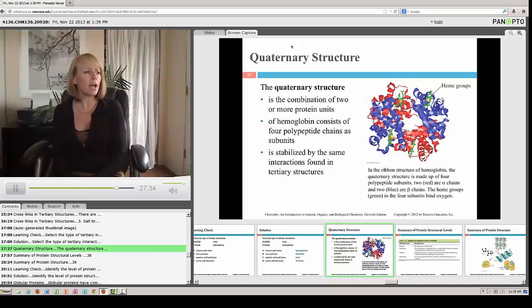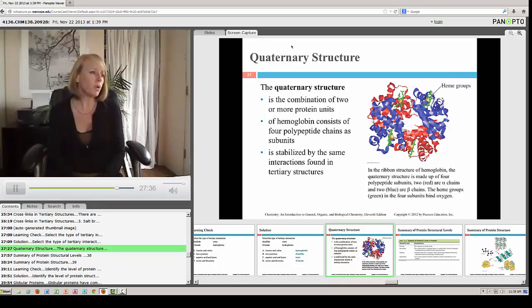Okay, so just go ahead and check out table 16.6 and learn that chart. You'll need to know that for the final exam. There will be questions about the primary, secondary, tertiary, and quaternary structures of protein.